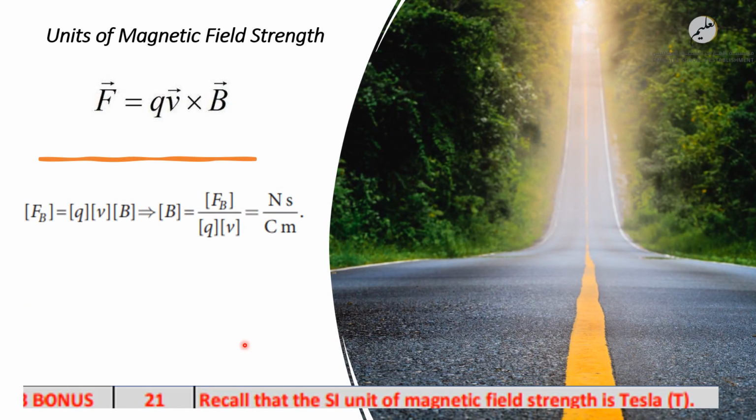So here with the bonus question, we are approaching the end of the video. So this is the first bonus question. Recall that the SI unit of a magnetic field is Tesla, T. Of course the unit of the magnetic field is Tesla, but let's discuss it a little bit. So remember this equation, F equals Q V multiplied by B. Do you recall that? Let's focus on B, the magnetic field.